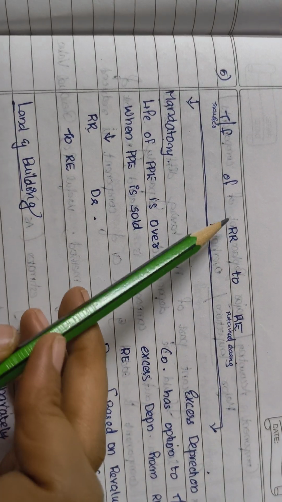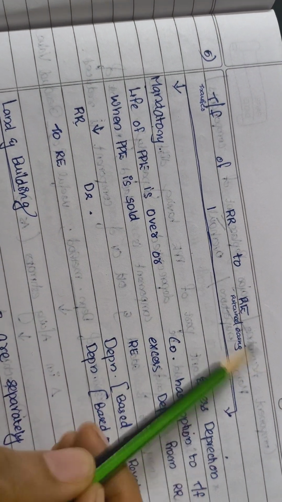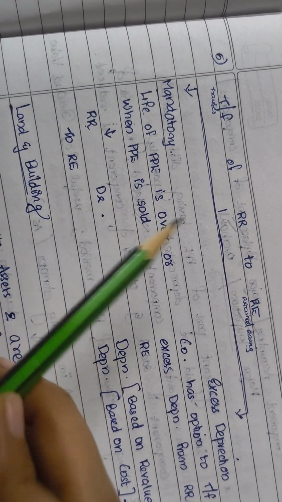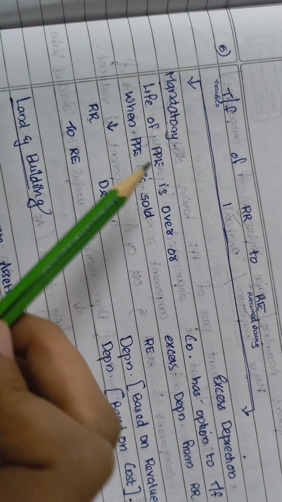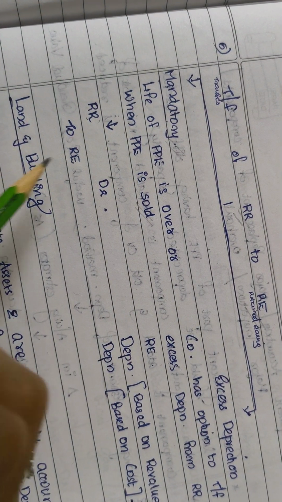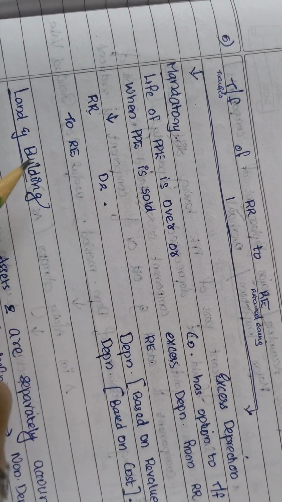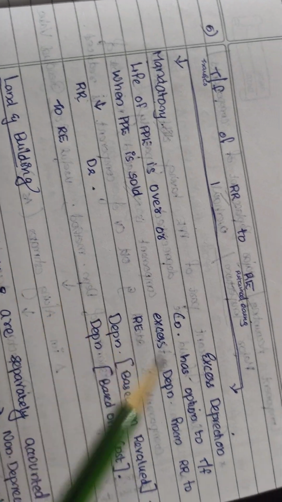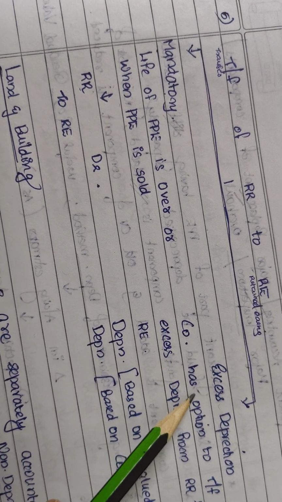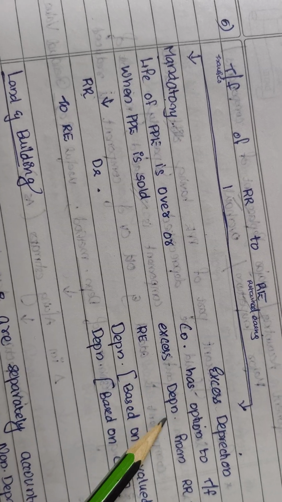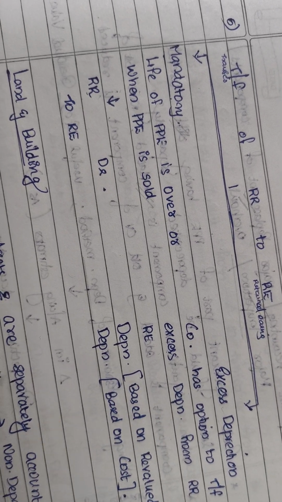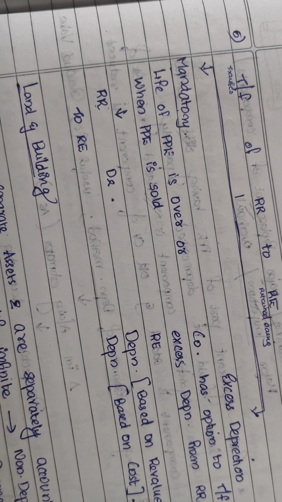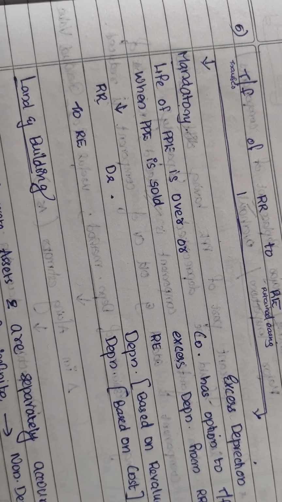Now, when will we transfer from revaluation reserve to retained earnings? When the life of the PP is over or when the PP is sold, we mandatorily need to transfer the revaluation reserve to retained earnings. And if excess depreciation has been provided, the company has an option to transfer the excess depreciation from revaluation reserve to retained earnings.